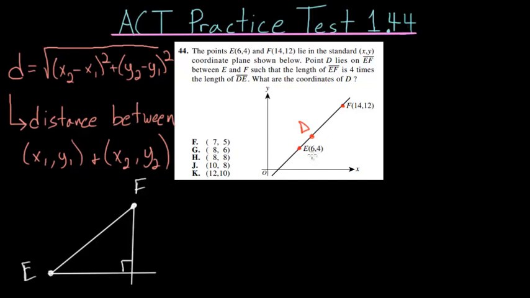So we know that E has an x value of 6 and F has an x value of 14. So if this is at 6 and this is at 14, then we know that there are 8 units between them. We'll use the same type of argument, but now for point F and its y value of 12 and point E's y value of 4. So if this is at 12 and this is at 4, that would make this length here 8.